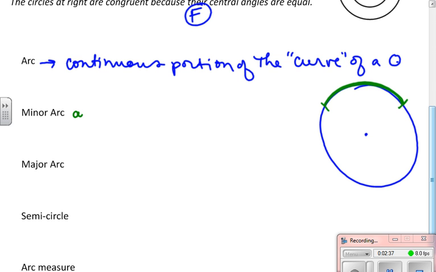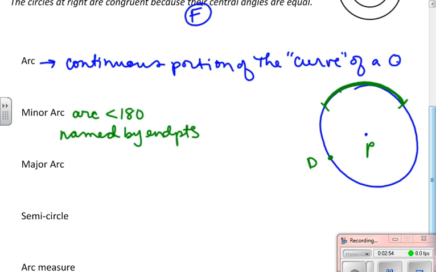A minor arc is an arc that is less than 180 degrees, and it is named by the endpoints. So if I go over to my circle here, and I'm going to call it circle P, and I'm going to give some points here randomly. For example, arc from D to E would be a minor arc. And we use the arc notation right over the arc.